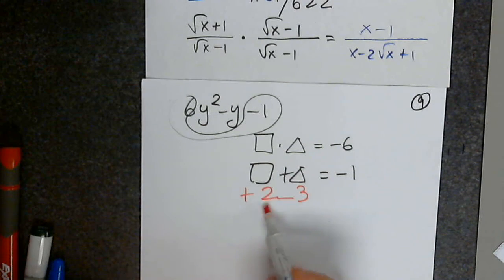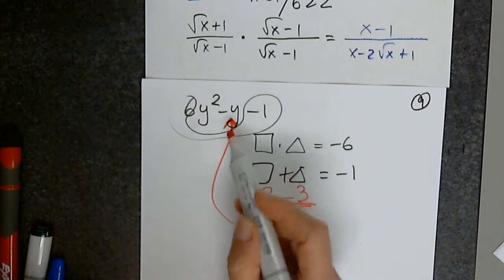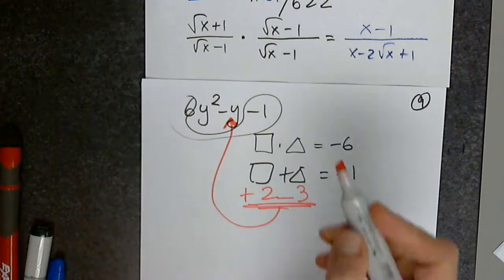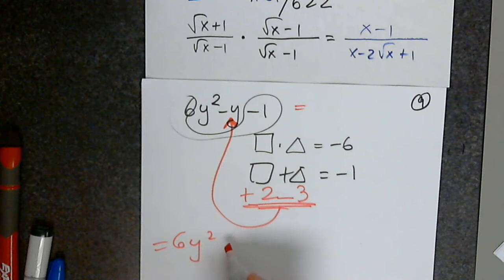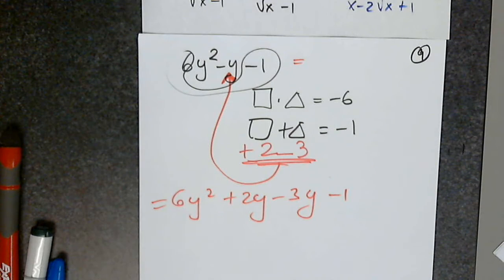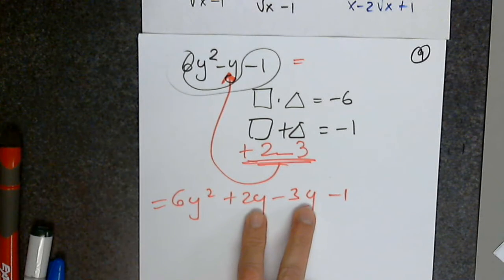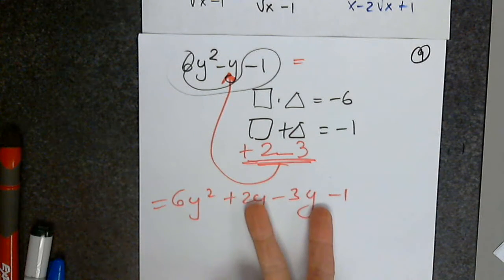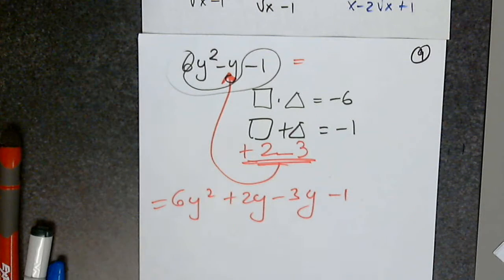Very good. So these are the numbers that I will use to change this trinomial into a polynomial with 4 terms, so I can use grouping. So I have 6y squared plus 2y minus 3y minus 1. It's not important how you write them. The order is not important. I can write 2y minus 3y. You can write negative 3y plus 2y. You will get the same answer. If a polynomial is factorable, there is only one way to factor it. If you find the right way, I cannot find another way.